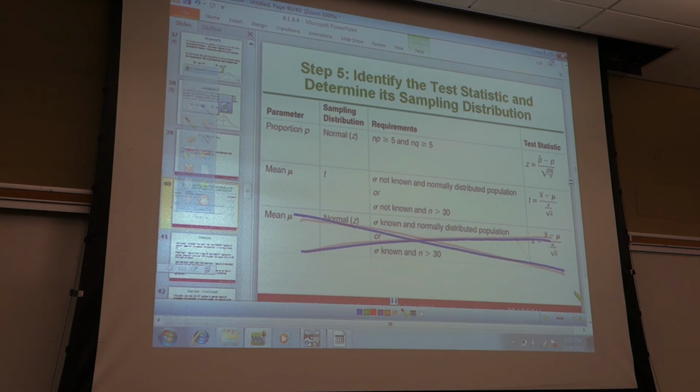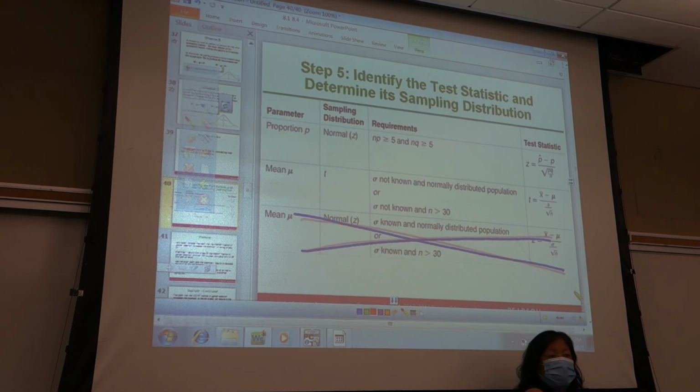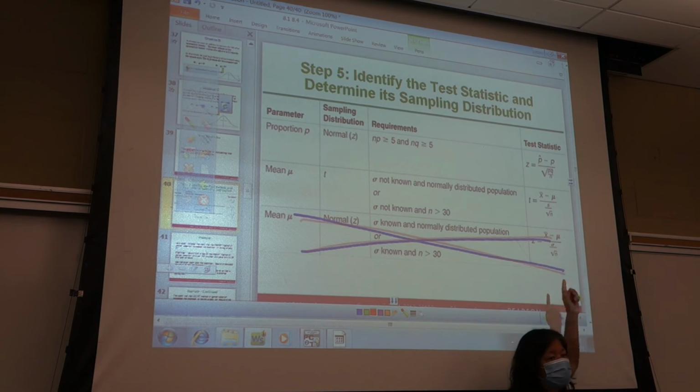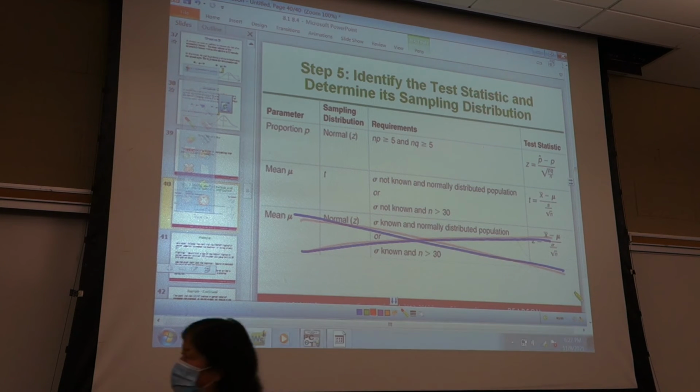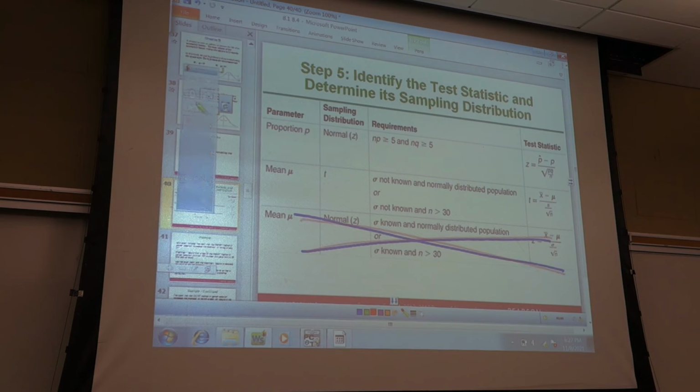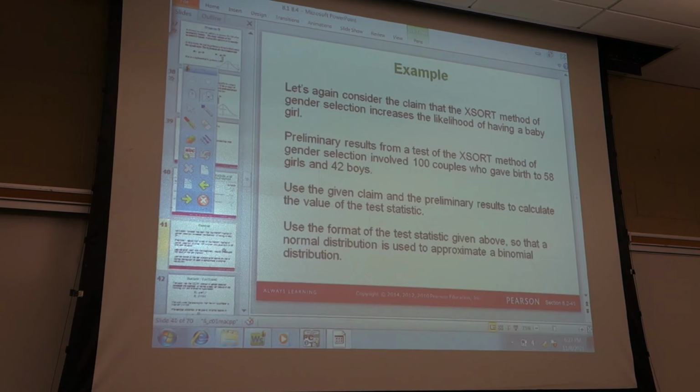Please note that the proportions, remember we're assuming that P naught is true. So the standard deviation we're using there, the square root of PQ over N, uses the original P, the P naught, the one in the claim. Not my sample, not P hat, it's P naught or P. Same thing. All right, so we will do an example.